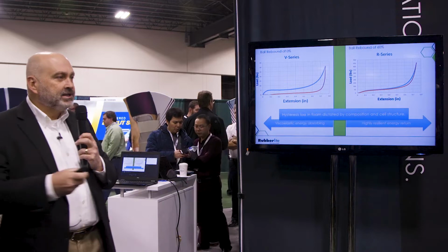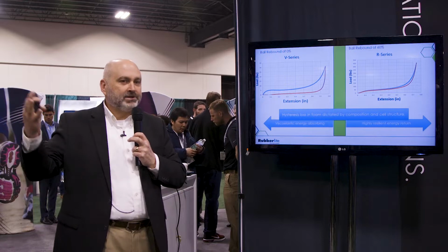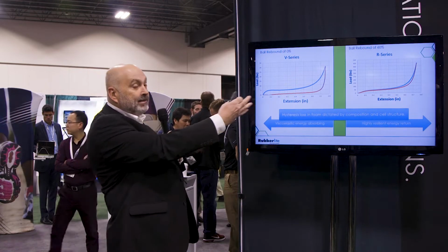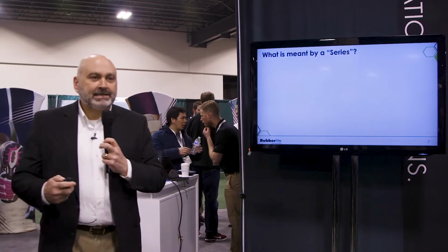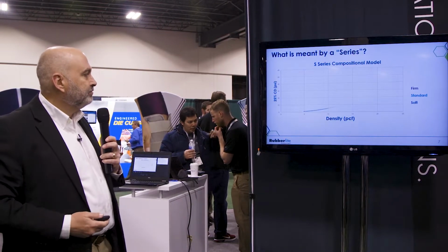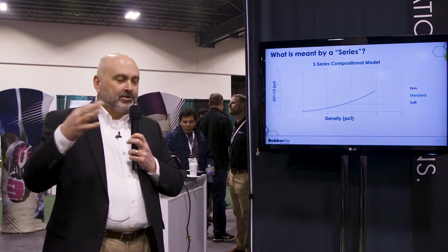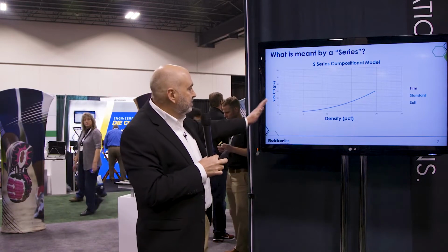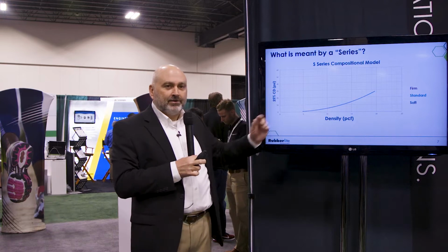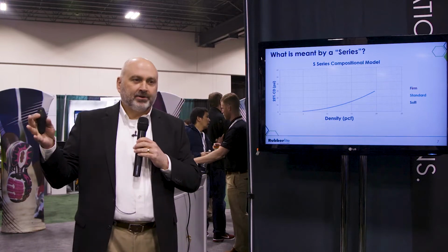So the key to our technology is that we have these bookends of the range of materials that you can make from a materials science perspective, and then we can make anything in between there. So what is meant by a series? You see I said V series, S series, I series. So what we do is we take a chemistry, the S means a certain chemistry, and then if you'll see here, I have density on the x-axis and compression deflection in PSI on the y-axis. So for any given formulation, I can make a full range of densities with our technology.